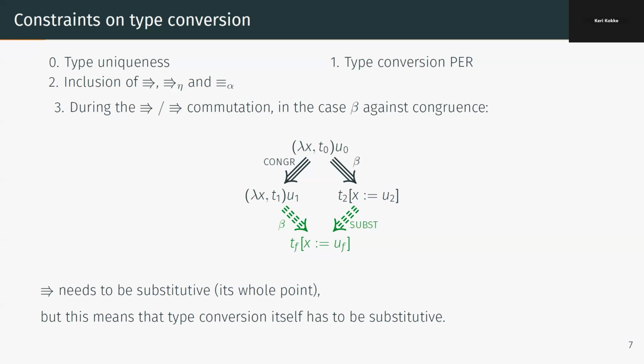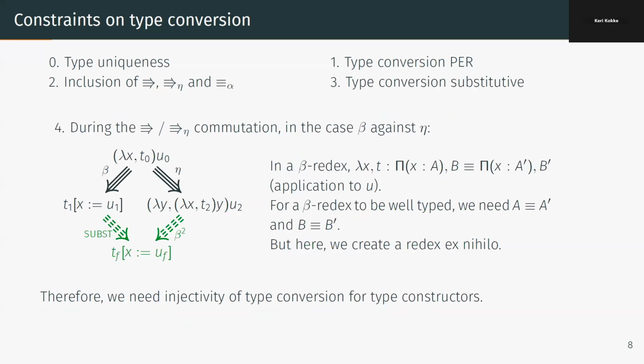That's all well and good, but the type conversion in parallel reduction will itself also need to be substitutive. So let's just add this to the list of requirements. And now let's go to the most tricky part. What happens when you have an eta expansion against a beta reduction?